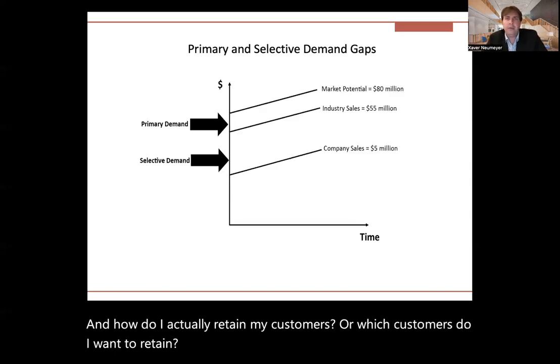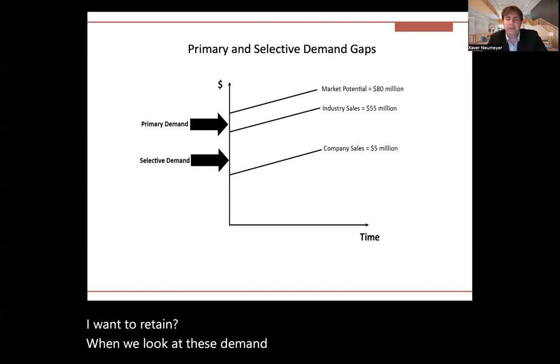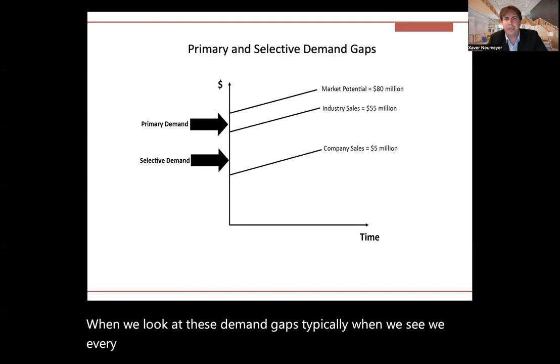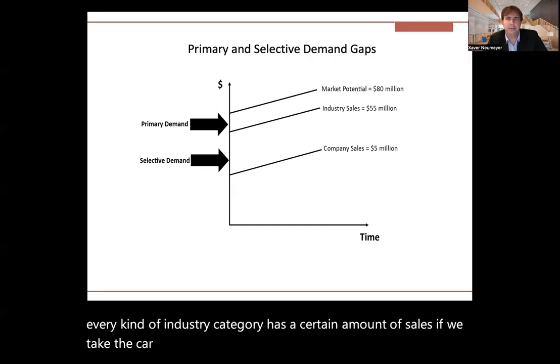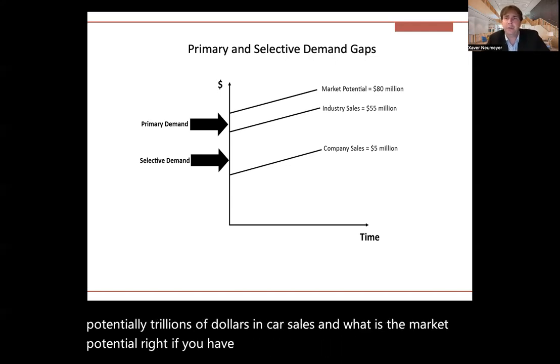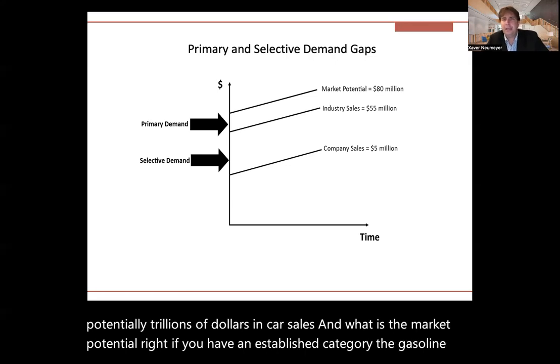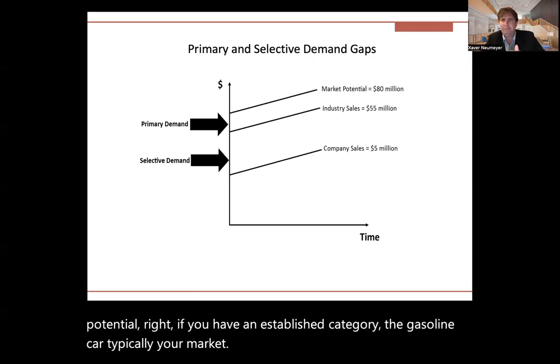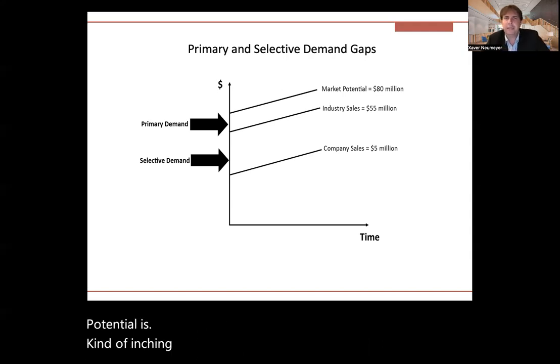Now, when we look at these demand gaps, every kind of industry category has a certain amount of sales. If we take the car industry, it might be in the hundreds of billions, potentially trillions of dollars in car sales. And what is the market potential? If you have an established category like the gasoline car, your market potential is typically inching forward little by little, mostly driven by population growth.